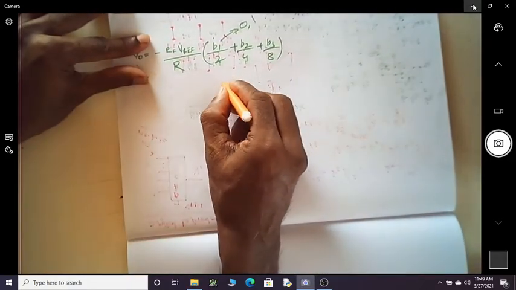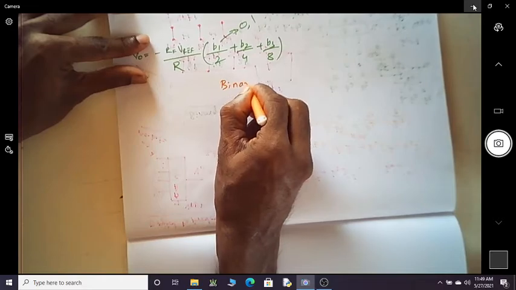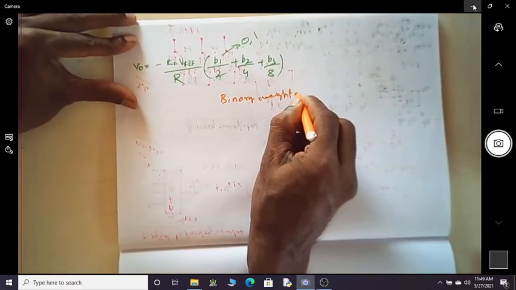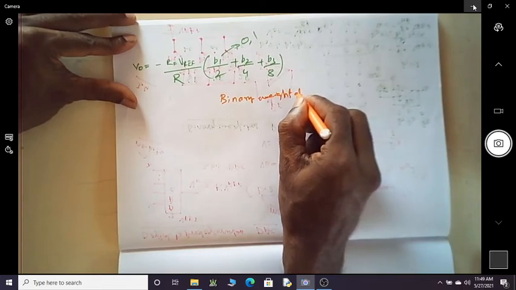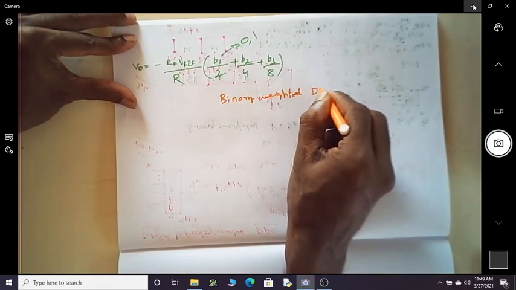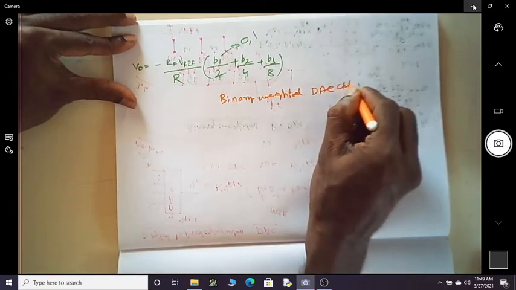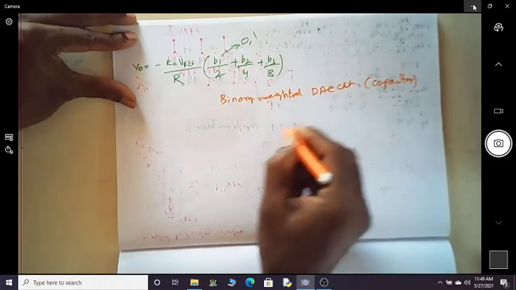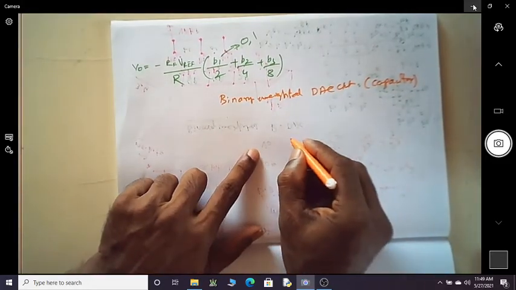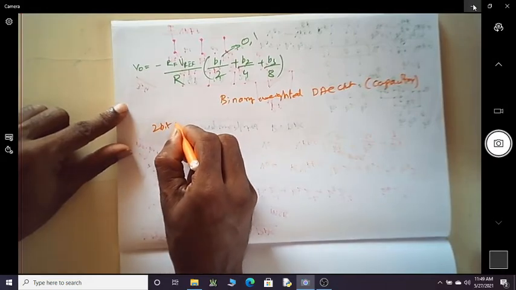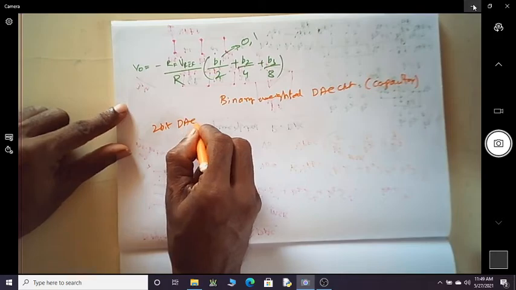This is a binary weighted tank circuit using capacitors. Let us consider a 2-bit DAC.